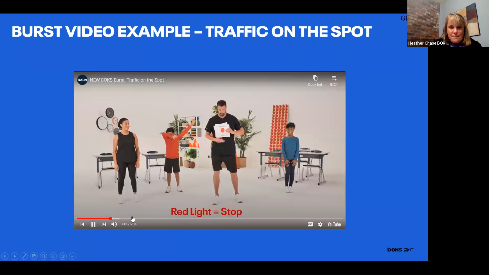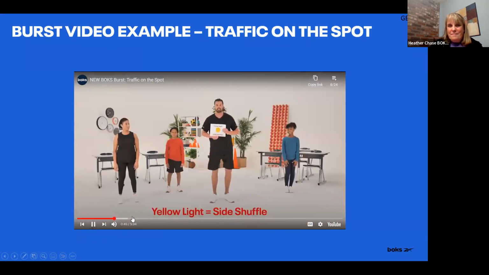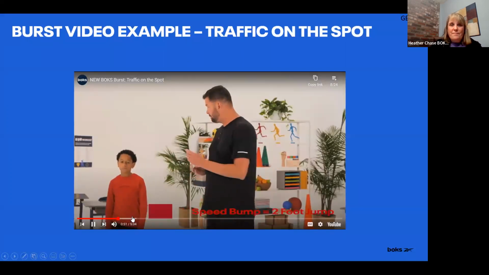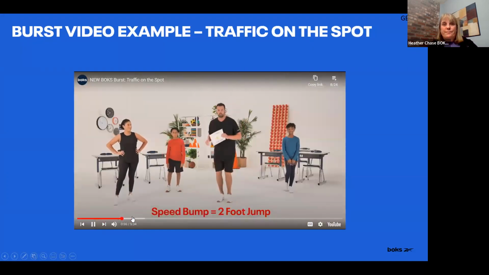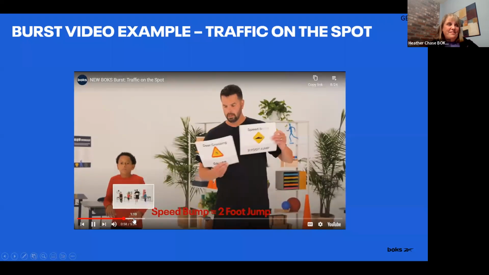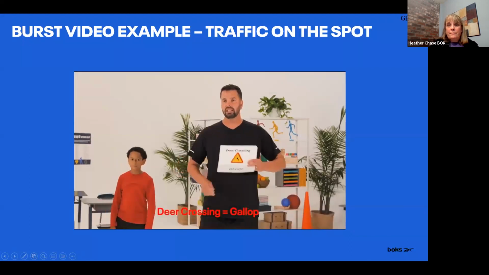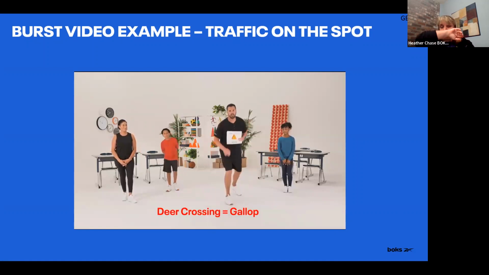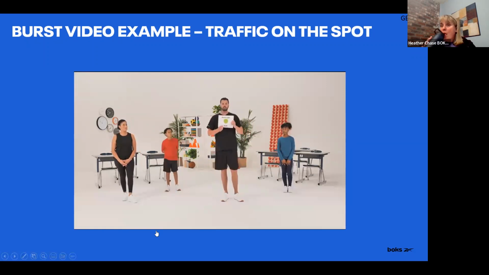We also have yellow light, which is going to be a side shuffle. Then we have speed bump, which you're going to be hopping like a kangaroo if you hear or see speed bump. And last, we have deer crossing. Deer crossing, you're gonna gallop forward and back until you hear another command. Now these cards are pretty cool, you can get these on our website.